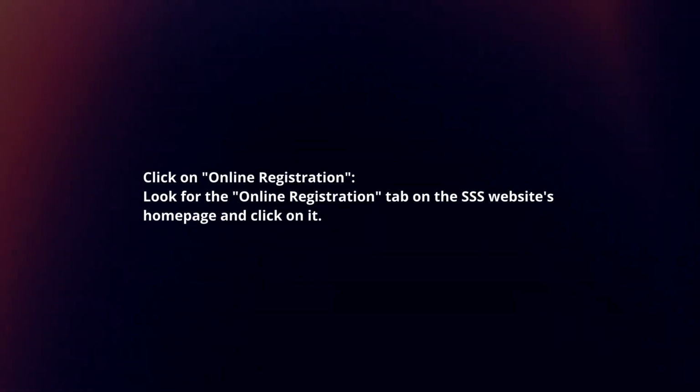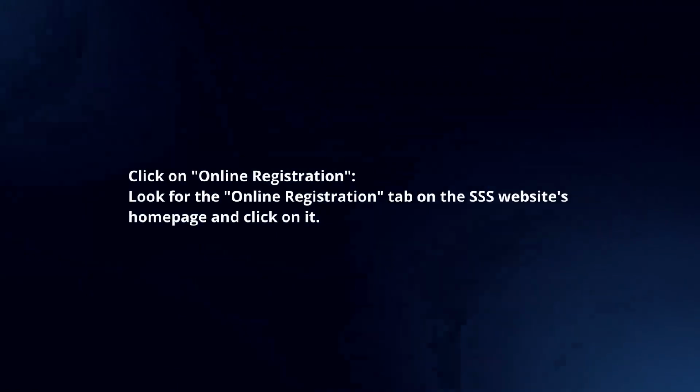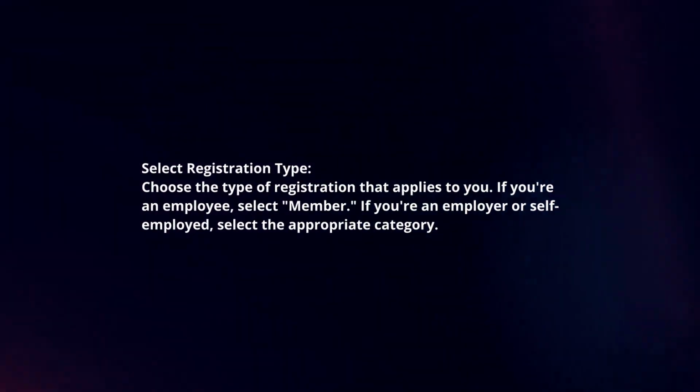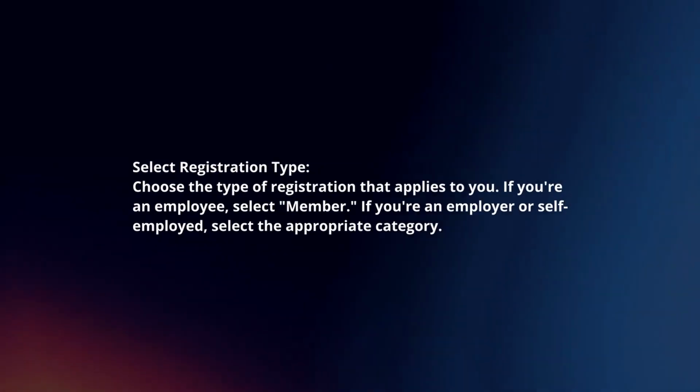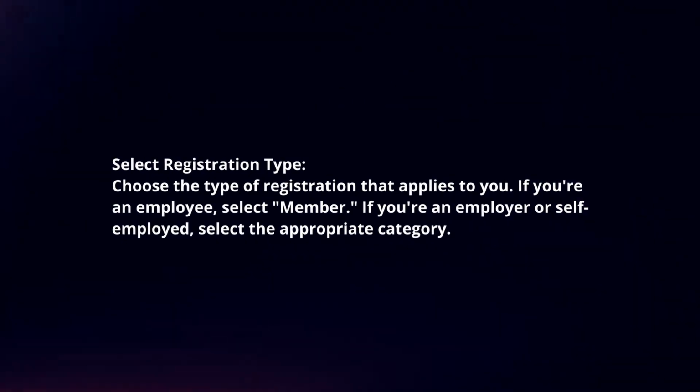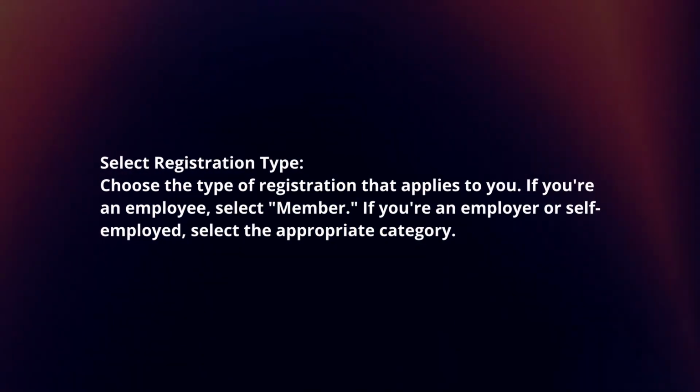Click on Online Registration. Look for the Online Registration tab on the SSS website's homepage and click on it. Select Registration Type. Choose the type of registration that applies to you. If you're an employee, select Member. If you're an employer or self-employed, select the appropriate category.